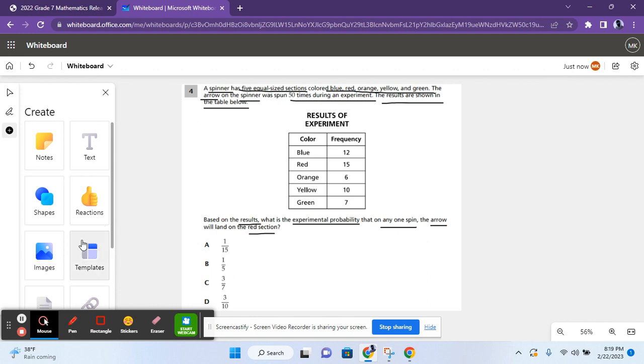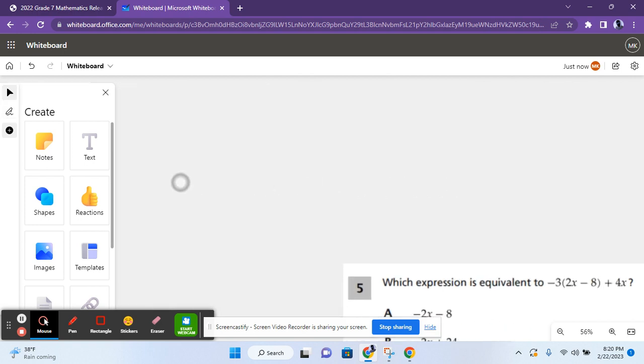So here you have to figure out what 15 out of 50 is equal to, since that is how many times the red was landed on out of 50 times. It was landed on 15 times out of 50. So when you simplify this, you will get 3/10, which is answer choice D. Let's move on to the next problem.